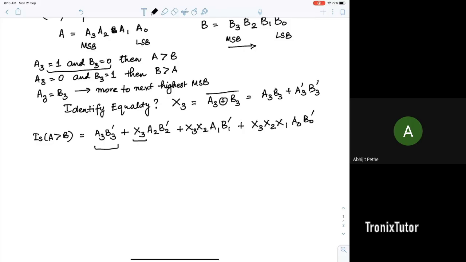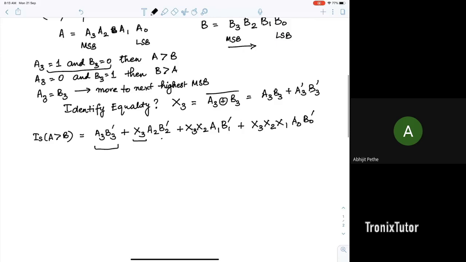Now I'll go to the next term only when these two are equal. So at that point, this term goes to 0. If A3 and B3 are equal, this term goes to 0. What you're left with is X3 being high. Then you look at the next two MSBs, and so on and so forth.